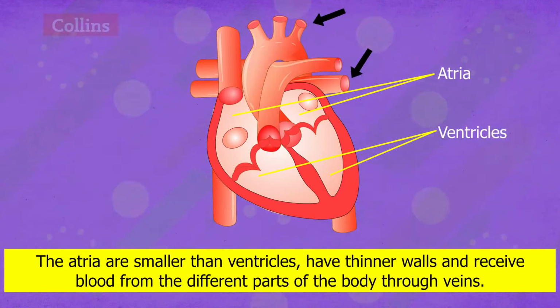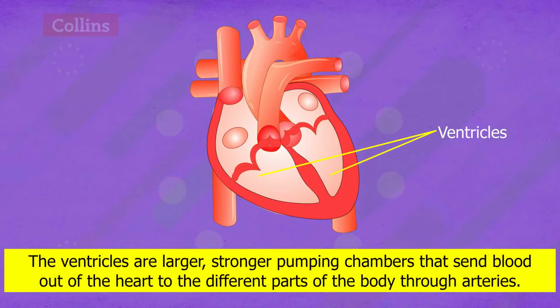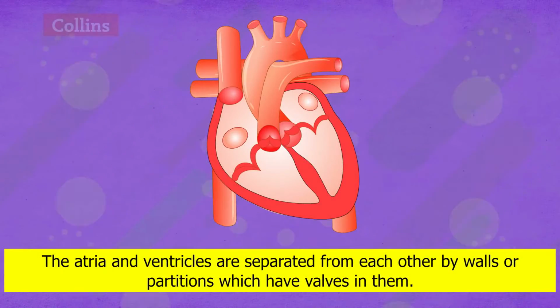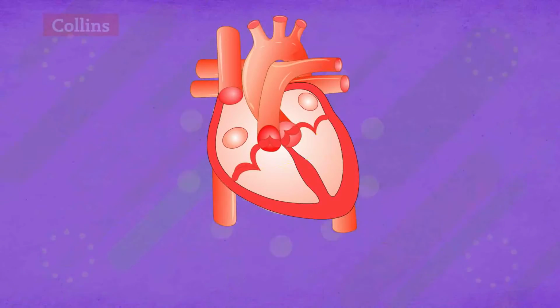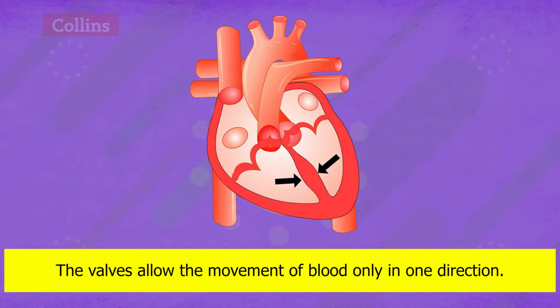The atria are smaller than ventricles, have thinner walls, and receive blood from the different parts of the body through veins. The ventricles are larger, stronger pumping chambers that send blood out of the heart to the different parts of the body through arteries. The atria and ventricles are separated from each other by walls or partitions which have valves in them. The valves allow the movement of blood only in one direction.